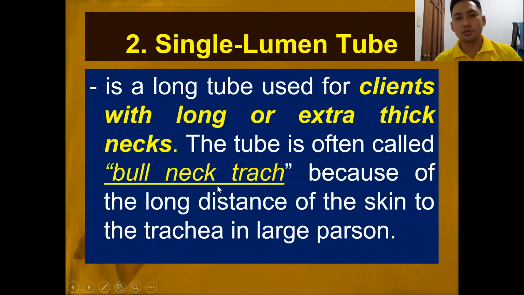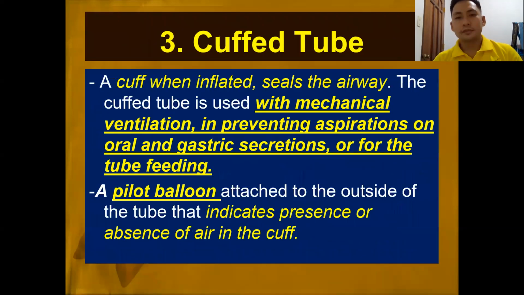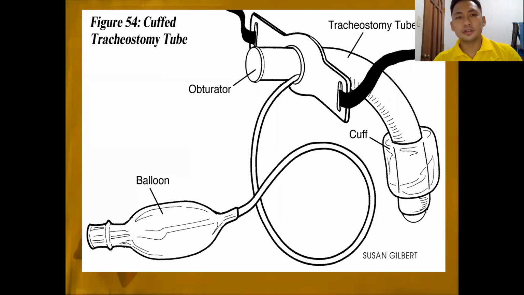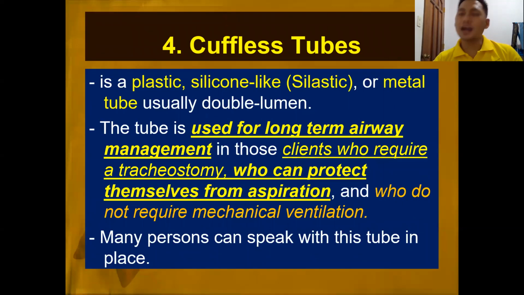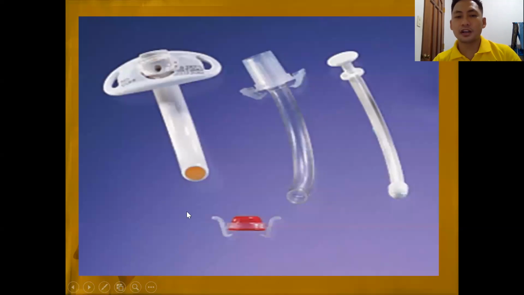Robertson double lumen tube, single lumen. We have cuff tube. We have cuffless. Yung sa mga cuffless naman, kapag ang pasyente naman kaya i-protect ang kanyang sarili against aspiration, can cuff. So we can also use cuffless tube. Ito yung mga cuffless tube natin. And this is your obturator sa pinakagilid.